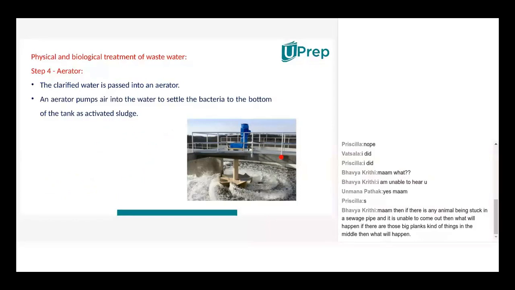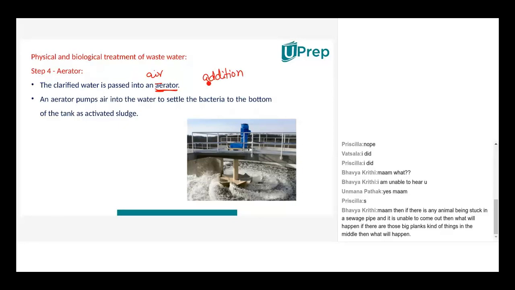All right. So aerator chamber, here what happens? The clarified water which came from the clarifier chamber is being passed into an aerator. What is the work of an aerator? Can anybody tell me what is the role of an aerator? Ma'am, it adds the bacteria. No, bacteria we have already added. Aerator, A-E-R, air means air. It is the air, and further it settles the bacteria down.